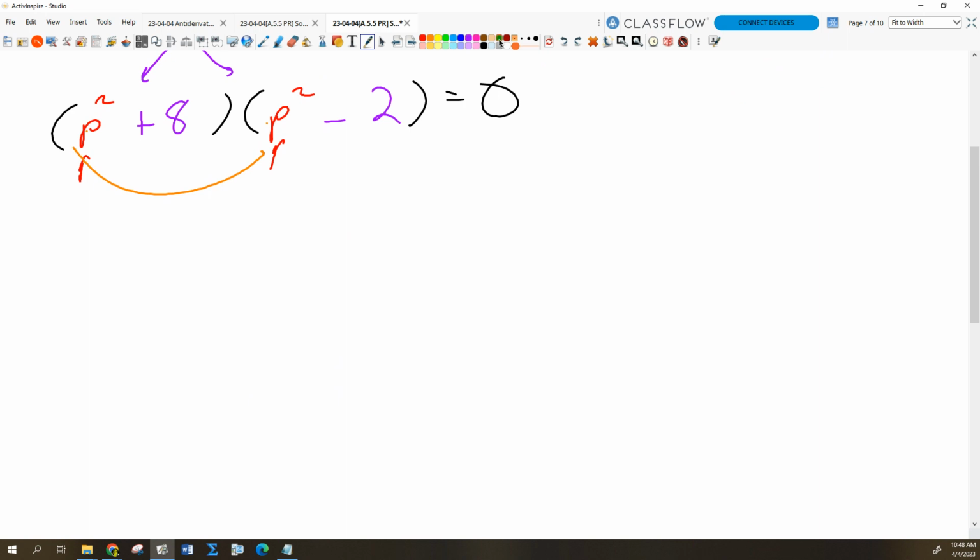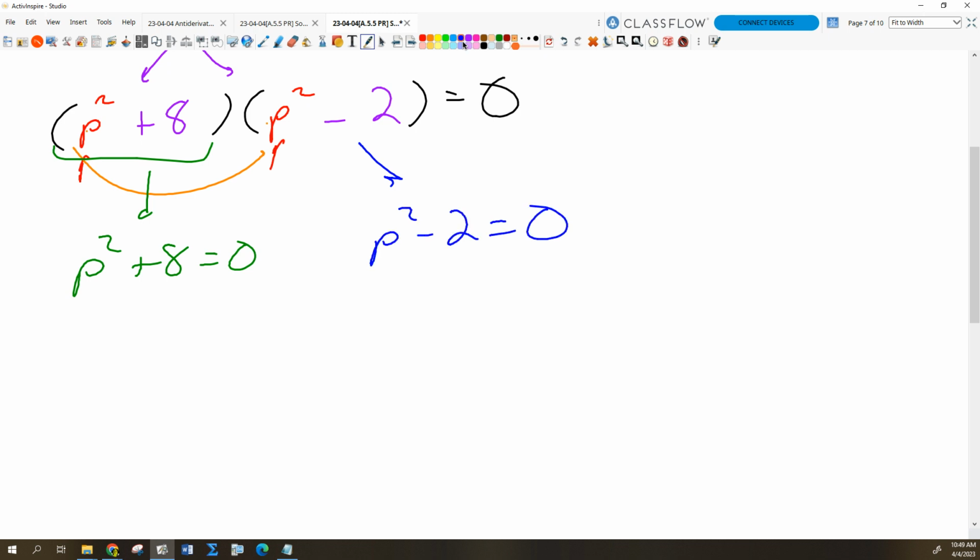All right, so all I have to do now is set each factor equal to 0 because they're squared or smaller, and solve those little mini equations. So if I take this guy, p squared plus 8 equals 0. And if I take this guy over here, what color haven't I used? I guess we'll go blue. P squared minus 2 equals 0. Those are the two equations I'm going to solve to get my zeros.